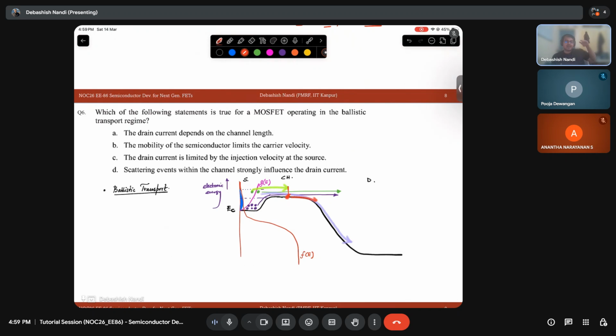An electron is traveling at an elevated energy, but after some time it comes down to the EC conduction band and slides along.